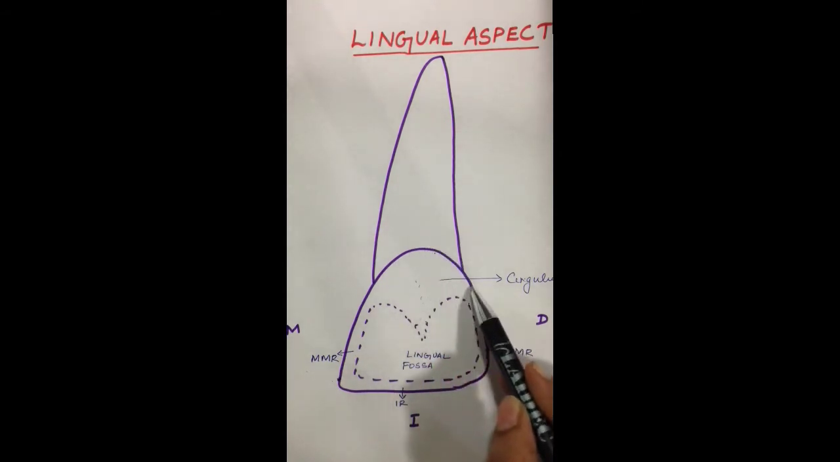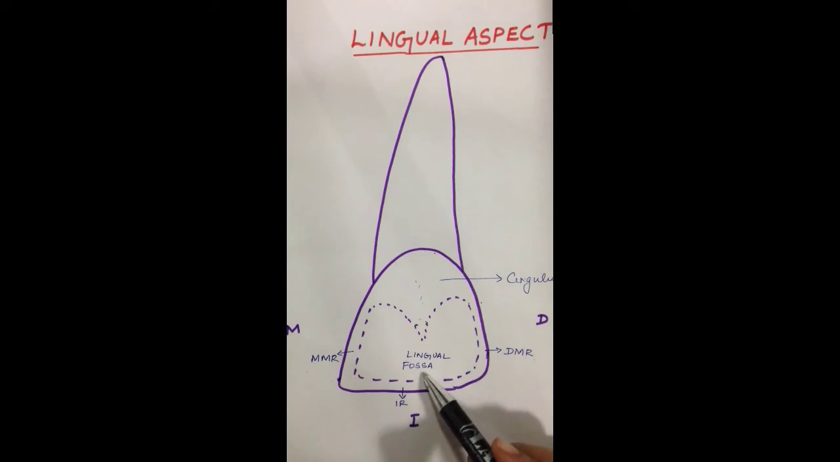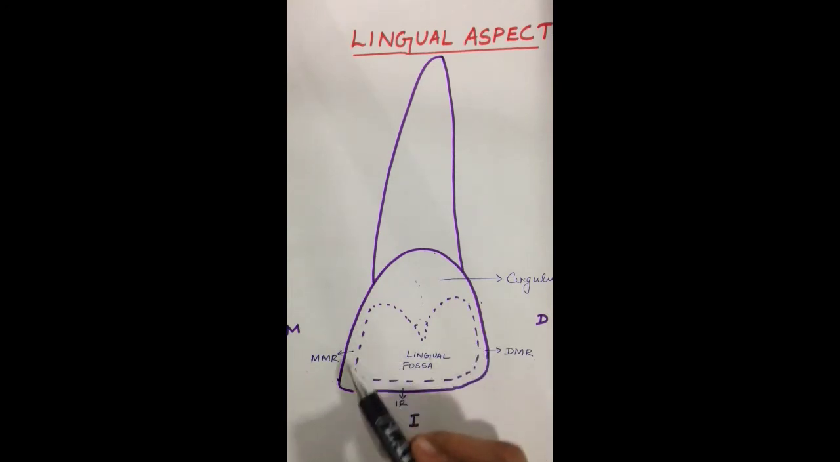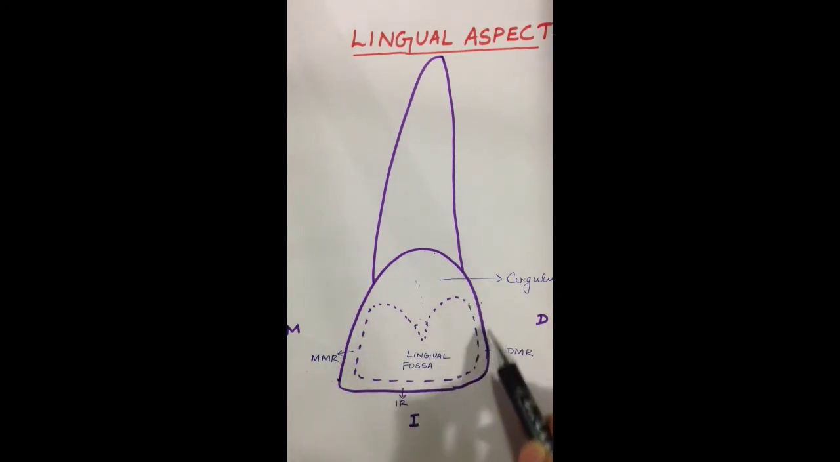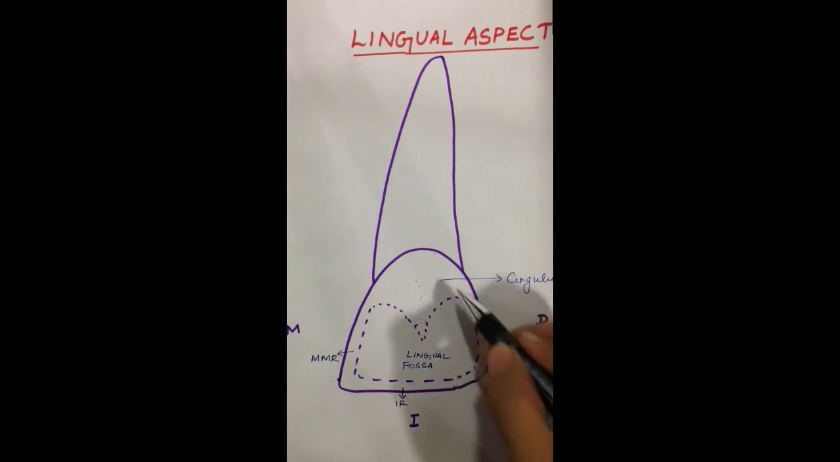So just beneath the cervical line, you have a smooth convexity representing the cingulum, which continues downwards as a shallow concavity called the lingual fossa. And on either side, the cingulum continues as a linear elevation on the mesial side as a mesial marginal ridge and on the distal side as a distal marginal ridge. And on the incisal edge, again you have a linear elevation representing your linguo-incisal ridge. And between these is lodged the lingual fossa, with boundaries mesially as the mesial marginal ridge, distally as the distal marginal ridge, incisally as the incisal ridge, and cervically the cingulum.